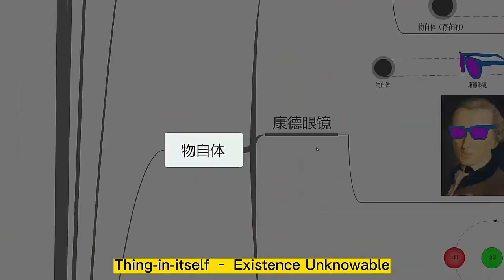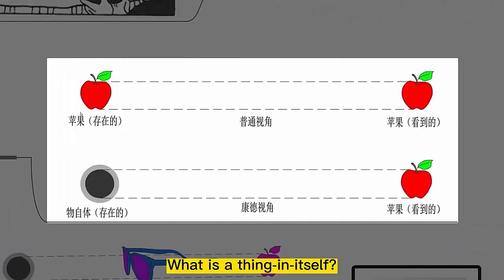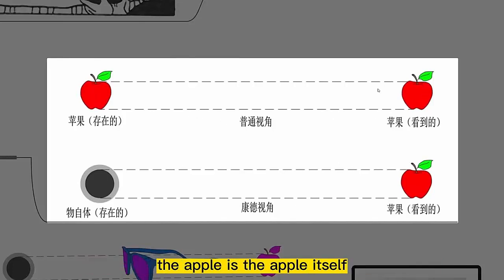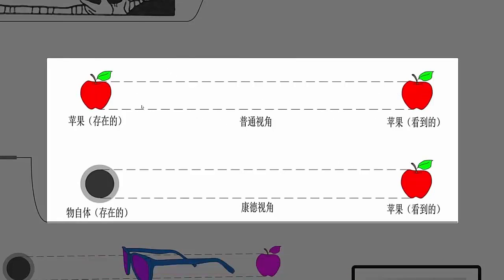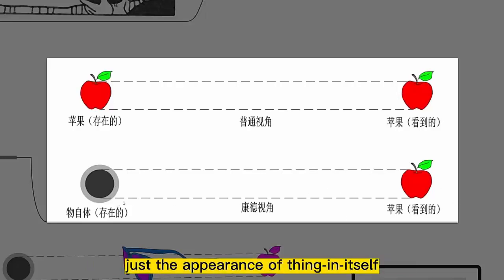Chapter 6: Thing in Itself, Existence Unknowable. What is a thing in itself? If you think that the world is knowable and see an apple, the apple is the apple itself. Kant believed that the world was unknowable and that the apple seen was just the appearance of the thing in itself.